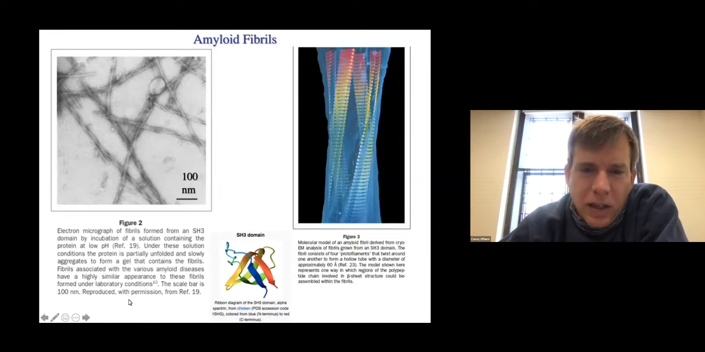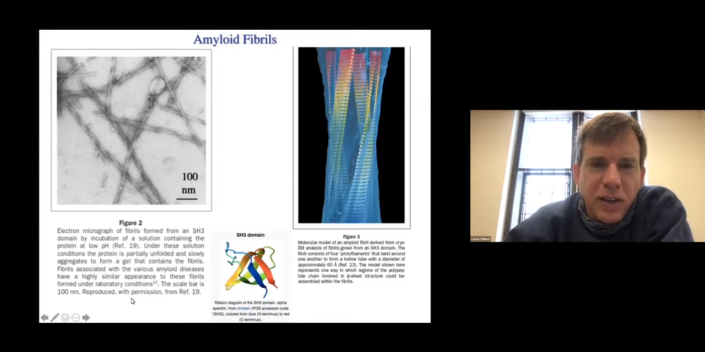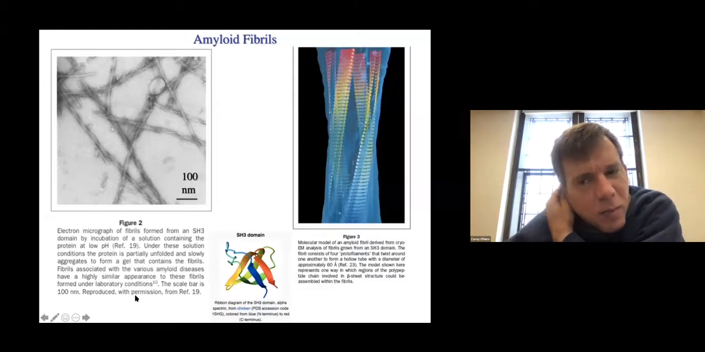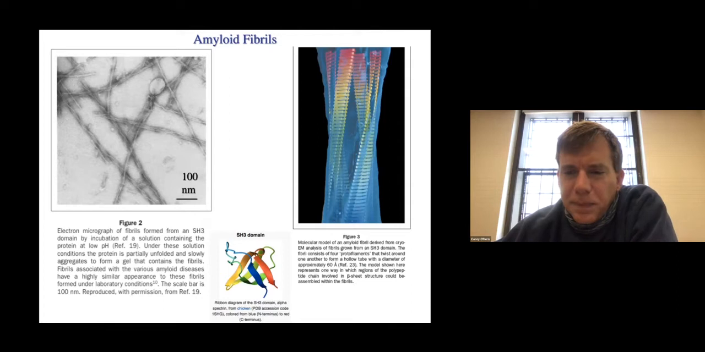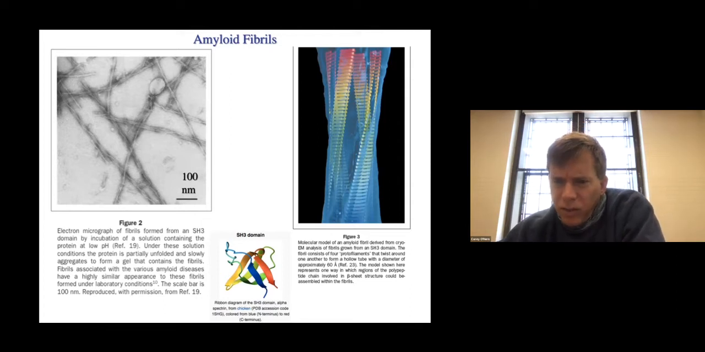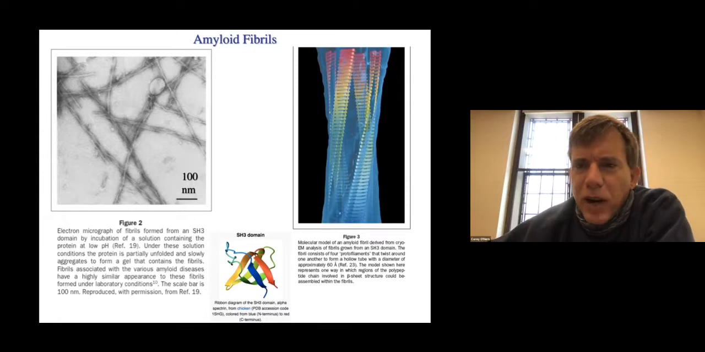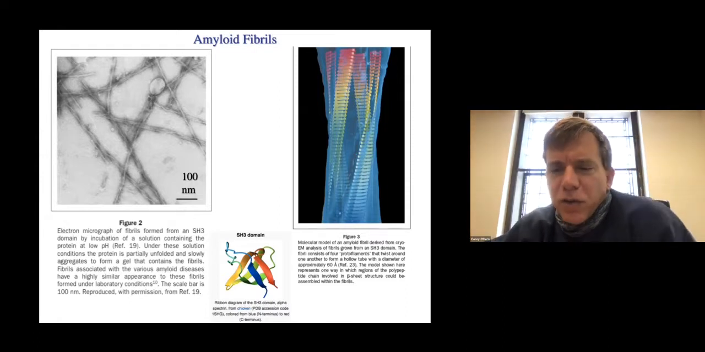It's a little more difficult to determine the substructure within the fibrils. So on the right is a model of what they could be. For example, each SH3 domain forms a beta strand or beta sheet structures in each of four, what do they call them, protofilaments that then wrap around each other to form a full fibril.